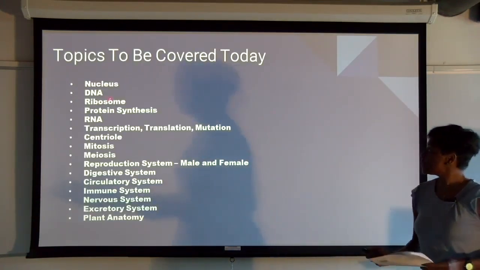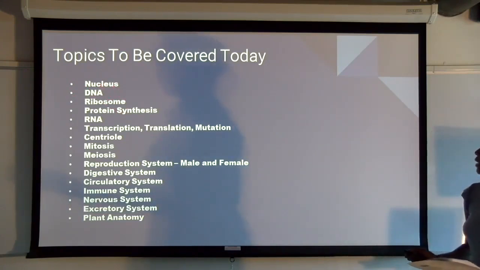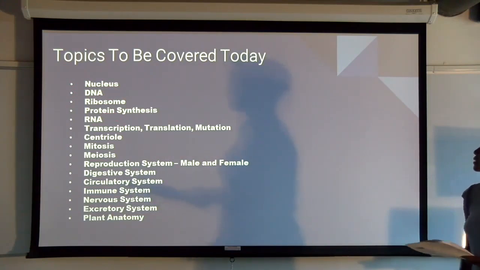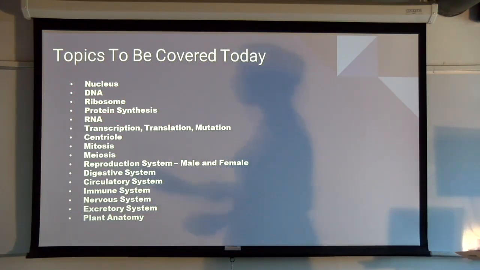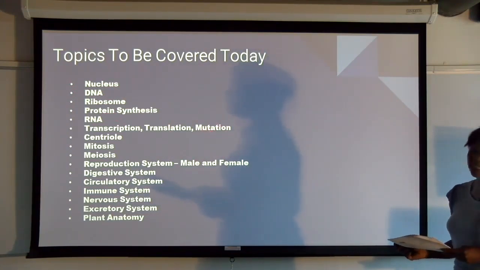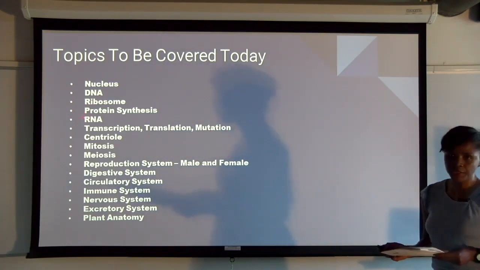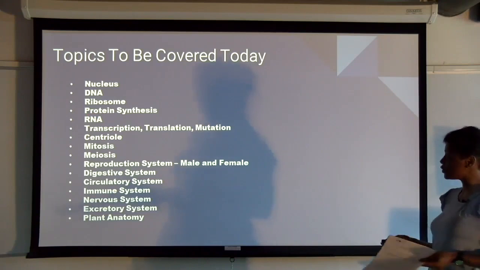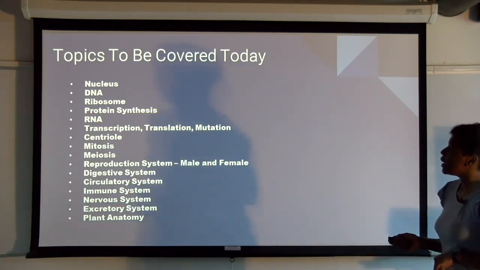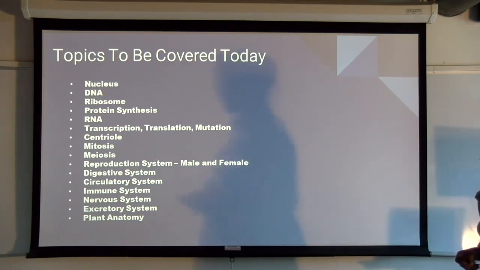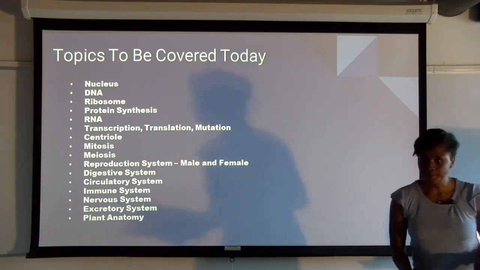As you can see, once again we're going to travel through the nucleus, review DNA, protein synthesis, transcription, translation, and any changes that may take place, such as mutation. We're going to visit the centriole and talk about the importance of the centriole in the cell, in its role in reproduction. Then we're going to take a look at all the body systems. Okay? All right, good.